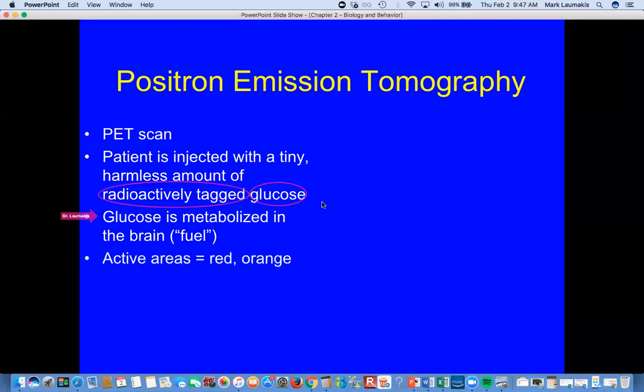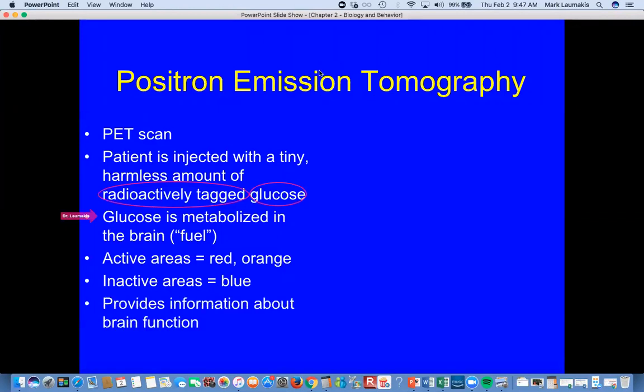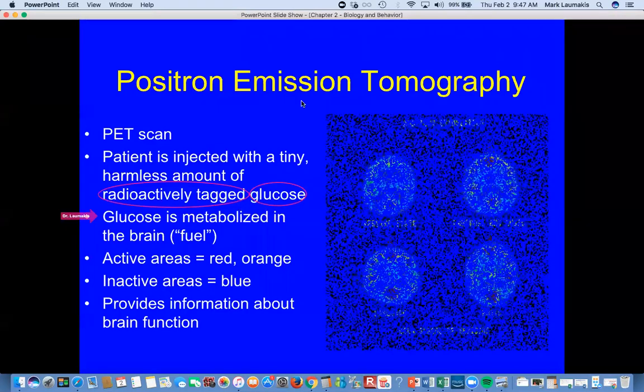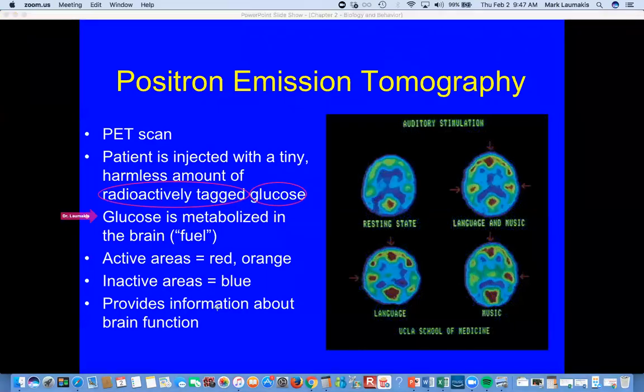Active areas in the brain light up in reds and oranges and yellows. Less active areas light up in blue. So I think of these as sort of hot colors versus cool colors, right? Reds and oranges being the hot colors, blues and greens being the cool colors. It gives us information about brain function. What it doesn't really give us so much is a really pretty look at brain structure. So we're going to get information here about what's going on in the brain in terms of functioning, what's active as we do different activities. Not so much about brain structure, okay?